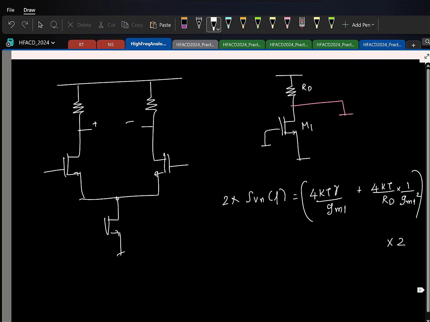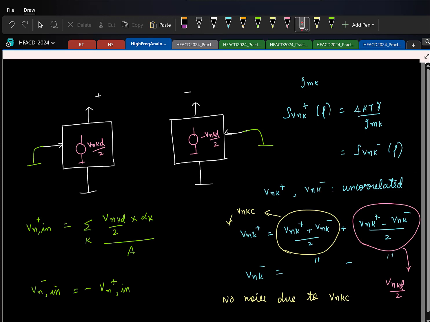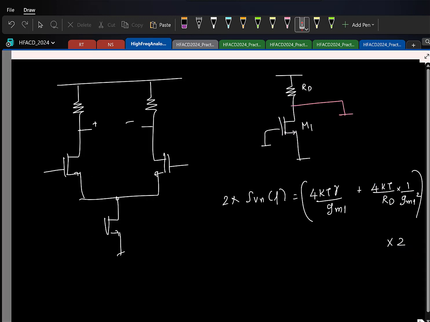So I'll give it as an assignment, you work it out. From this point, you prove that this is the case. So that's all. I don't have to do any examples because now you know how to find the noise for each half circuit. You just multiply it by 2, and we'll get it. Great.